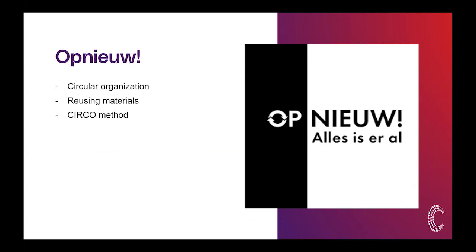So Opnieuw creates furniture from used materials and gives used furniture a second life. For example, they make tables from old train parts and lampshades from recycled bottles. And besides reusing materials, they also refurbish furniture to extend its lifespan. They do this by cleaning, repairing, upholstering, and revitalizing. So this is really an example that came out of a Circo track, and their whole organization is basically built on the Circo method. So that was very interesting.